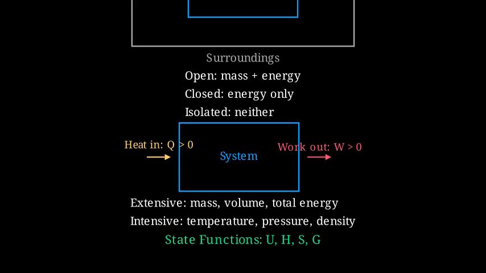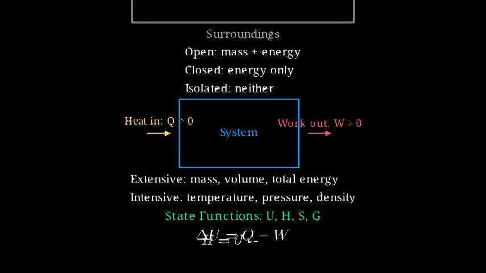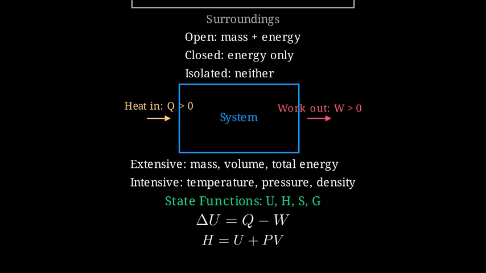Now, the first law of thermodynamics: energy is conserved. The change in internal energy equals heat added minus work done by the system. Enthalpy is defined as H equals U plus PV. It's useful because at constant pressure, the heat transferred equals the change in enthalpy.